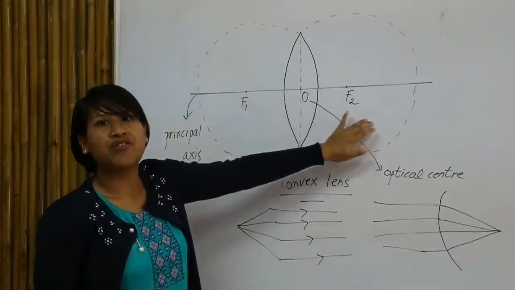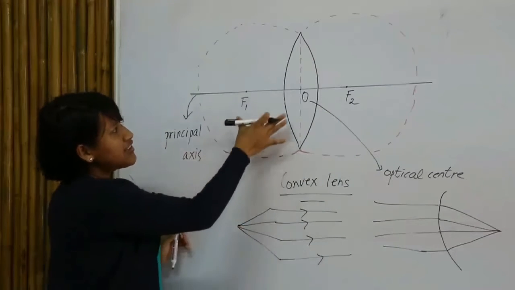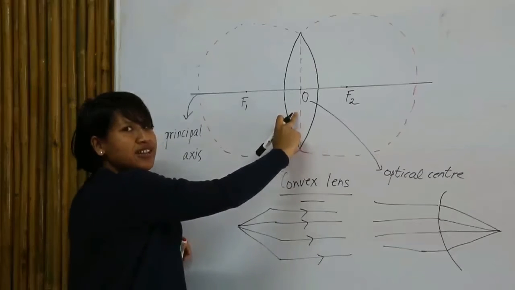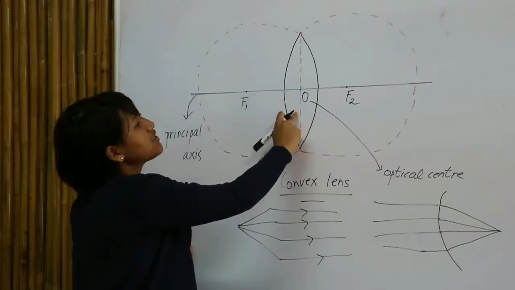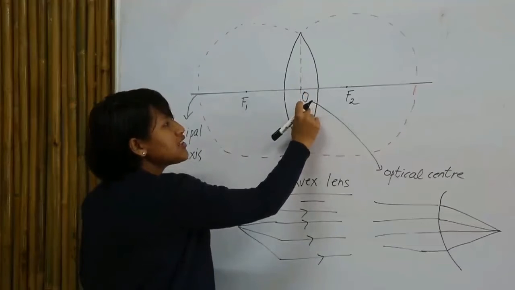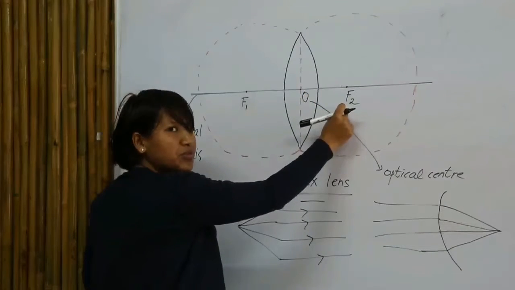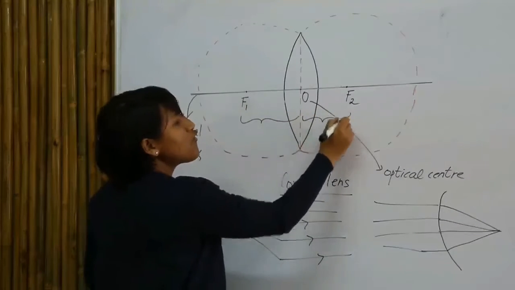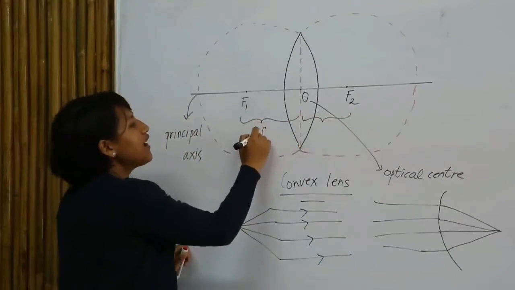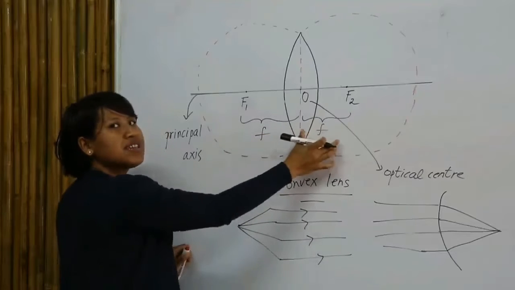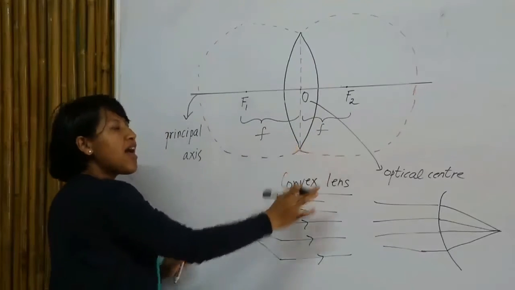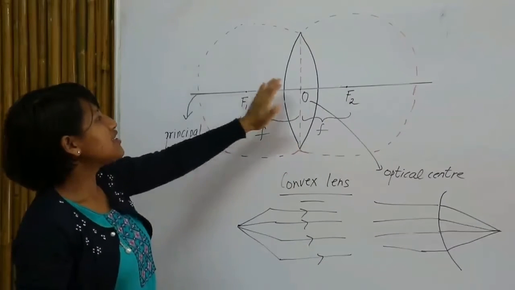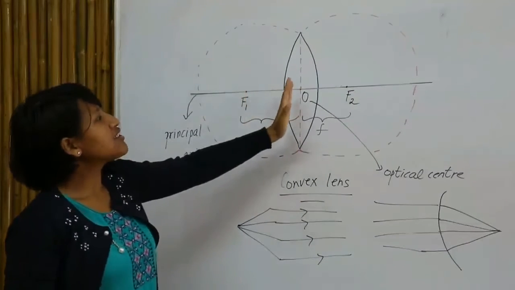So that is the first and second principal focus. Make sure that the distance of the first principal focus to the optical center is equal to the distance of the optical center to the second principal focus. This distance we call the focal length, denoted by F. Remember, they are the same. Focal length is the distance of this to this, or this to this.